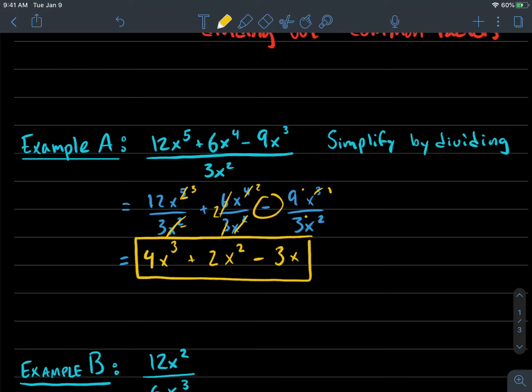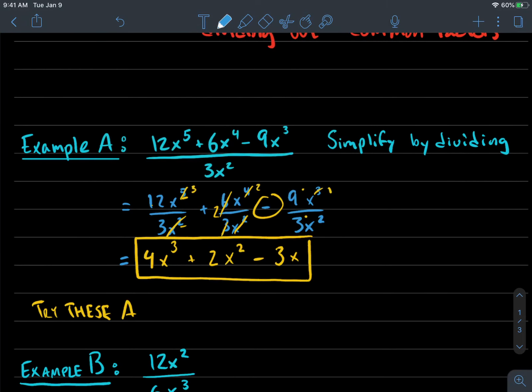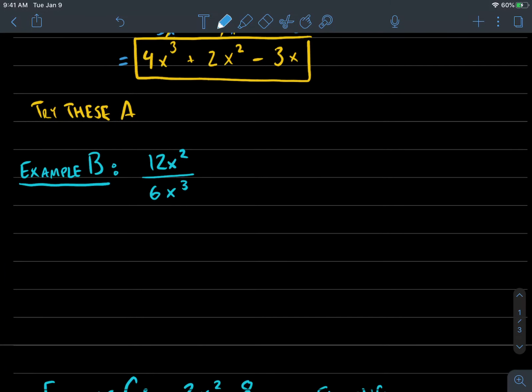Pretty straightforward, right? This is the simpler way, the easiest way to simplify by dividing. This is one type of problem you're going to encounter in your homework. After watching this part, you want to go ahead and try these A. That is part of your homework. You have try this A, try this B and C, and try this D, plus the lesson practice. But let's go ahead and do example B. This one's a lot easier, I think.